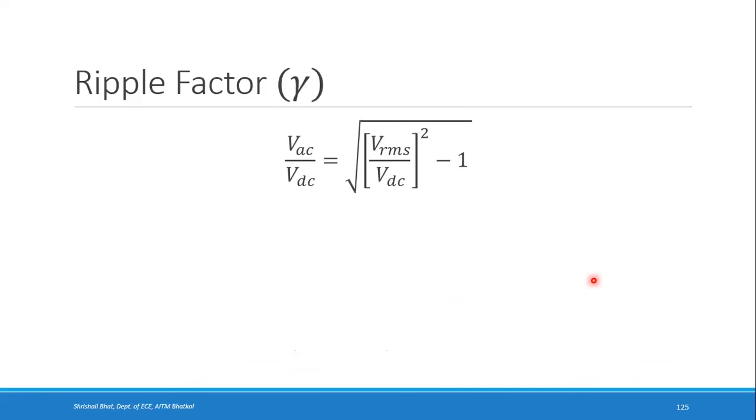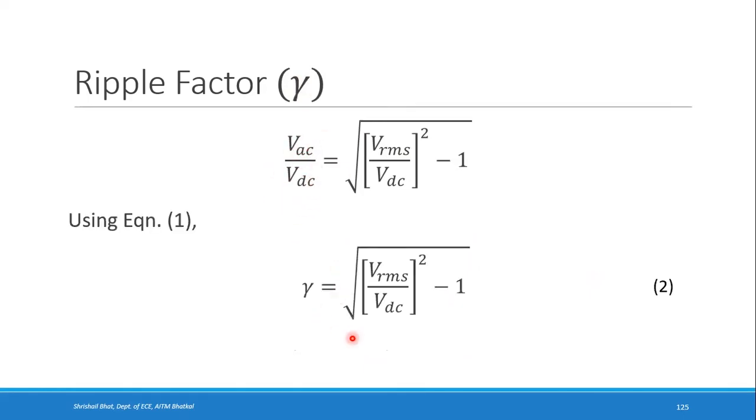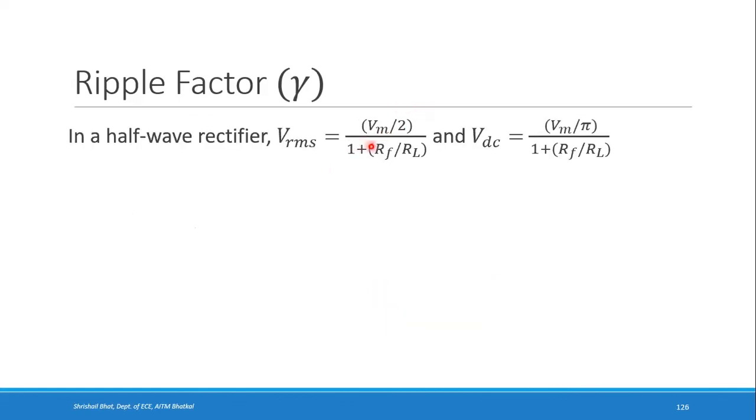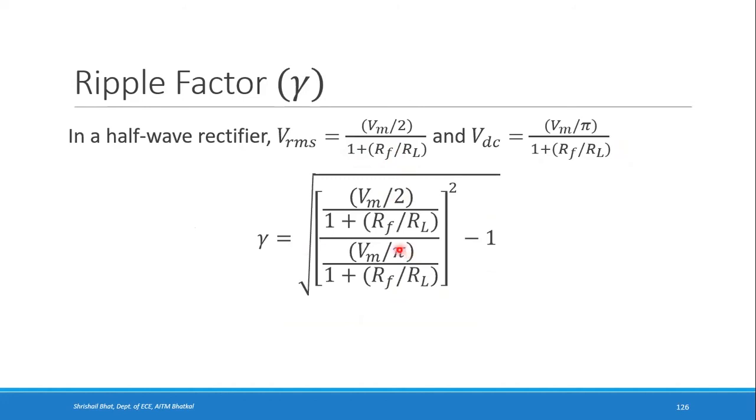Now what is VAC by VDC? This is nothing but the ripple factor gamma. Gamma is the notation used for the ripple factor. In this equation, if you put the values of Vrms and VDC for a half wave rectifier, you get the ripple factor for the half wave rectifier. Now what is Vrms in the case of a half wave rectifier? It is Vm by 2 divided by 1 plus Rf by RL. And VDC is Vm by pi divided by 1 plus Rf by RL. If I substitute these two here, Vm is common in numerator and denominator, so it gets cancelled.